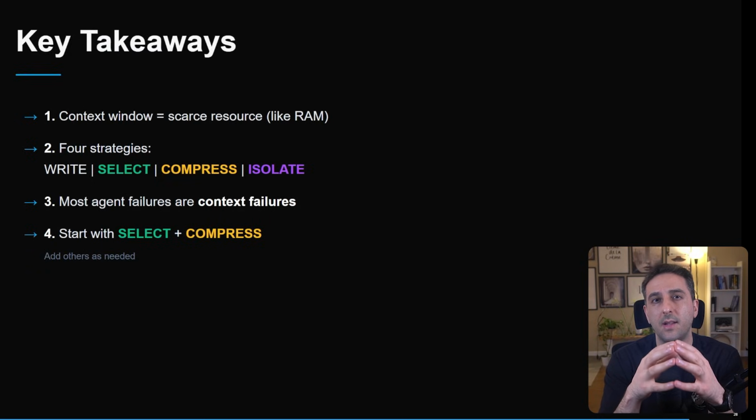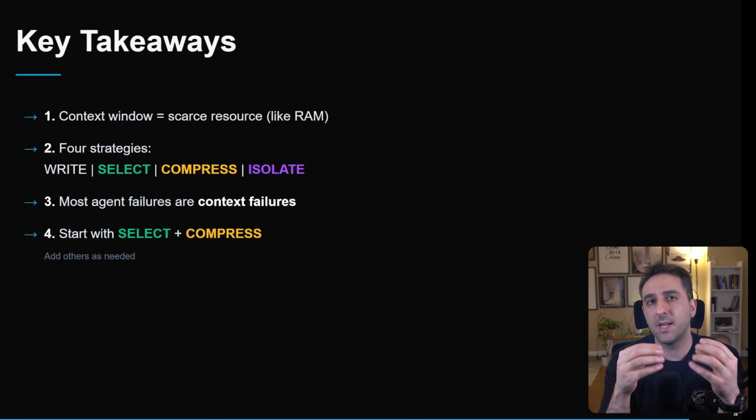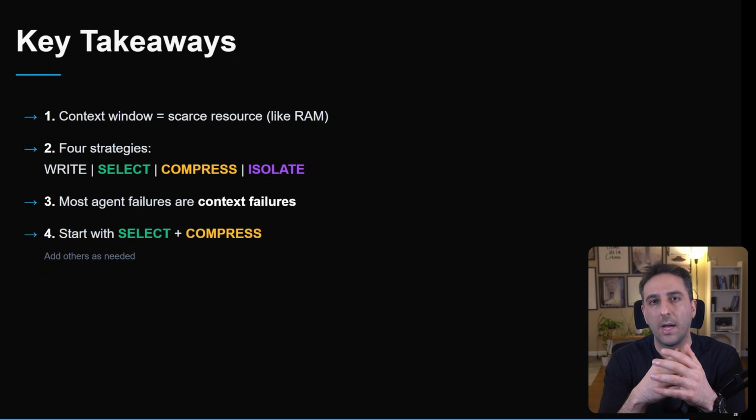3. Most agent failures are context failures, not model failures. So when your agent breaks, look at the context first. 4. Start simple. For example, you can begin with select and compress, which give you the biggest wins with the least complexity, and then add write and isolate when you actually need them.